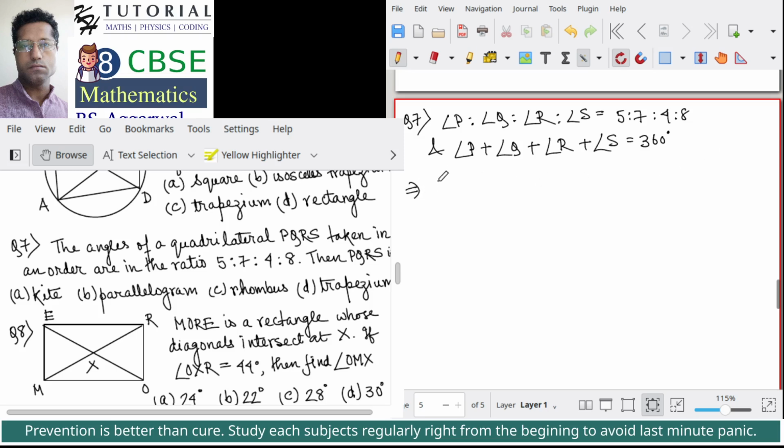So this will imply that angle P will be equal to, in the ratio, the corresponding part of angle P is 5. So 5 divided by the sum of all the parts, that is 5 plus 7 plus 4 plus 8, which is 24, multiplied by the sum of the angles, that is 360 degree. This is equal to 15 times 5, so this is 75 degree.